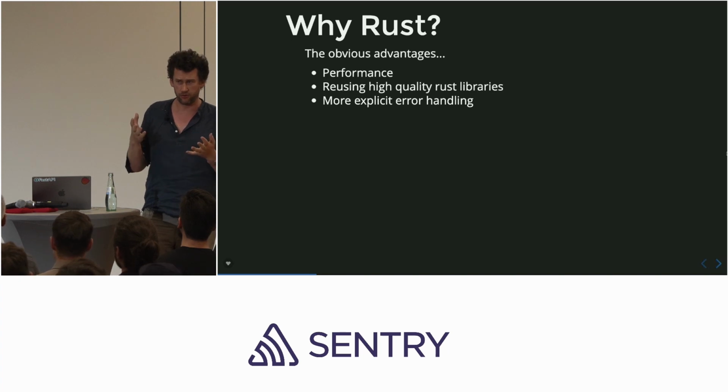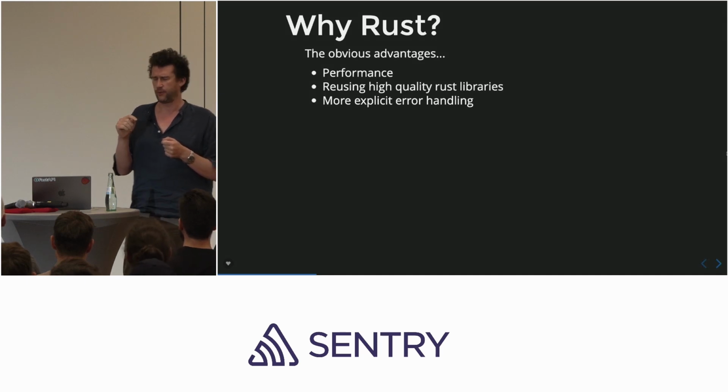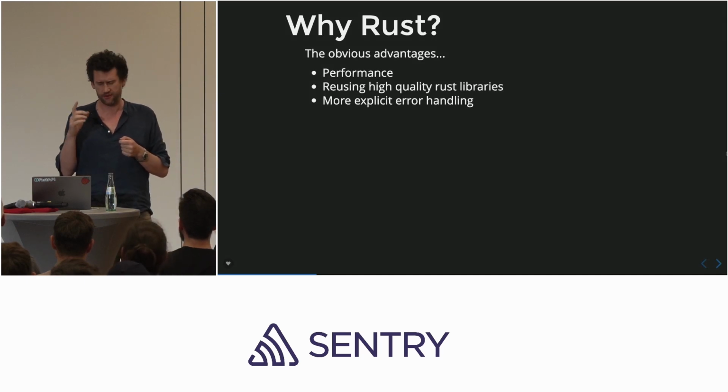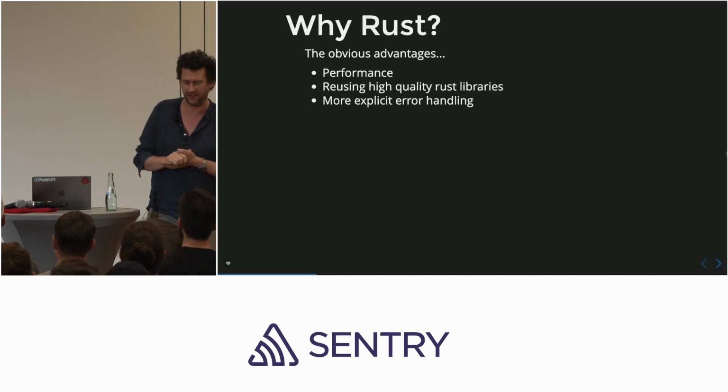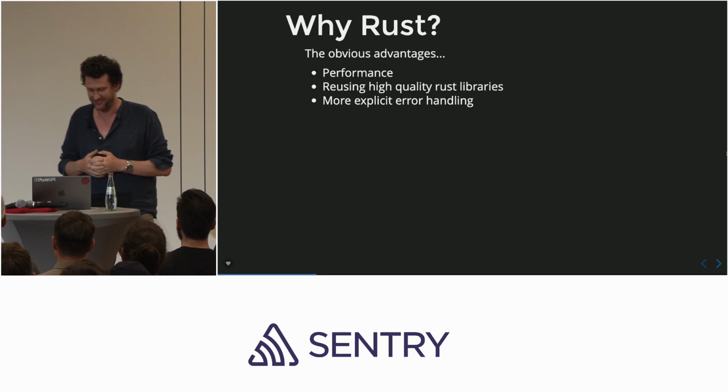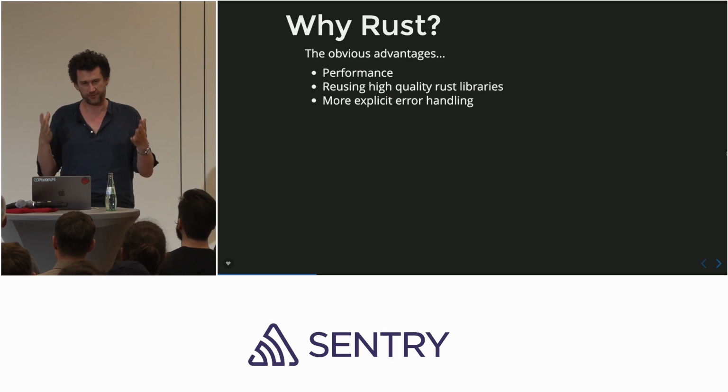We, for example, use the URL validation library that Mozilla built when they were building that web server that died in the end. What was it called? I can't remember. But it's a very high-quality URL validation library written in Rust. Not that there aren't ones in Python as well, but they're faster. And most of all, more explicit error handling.